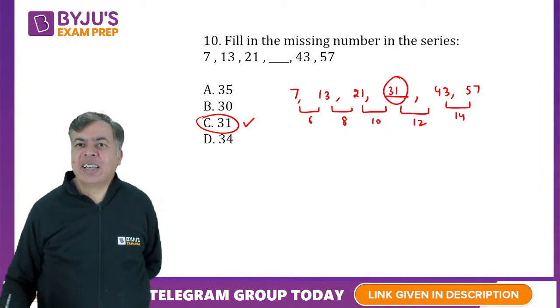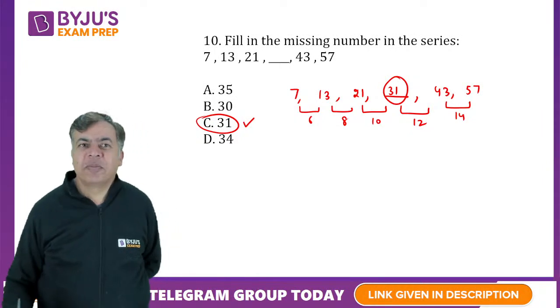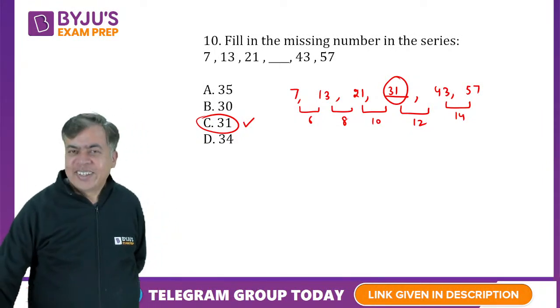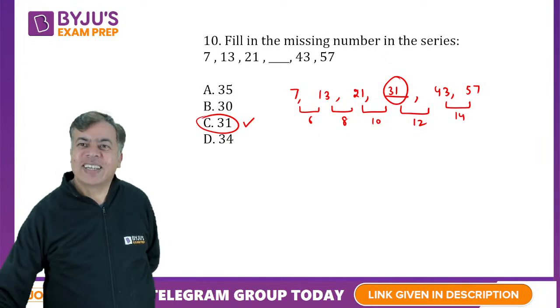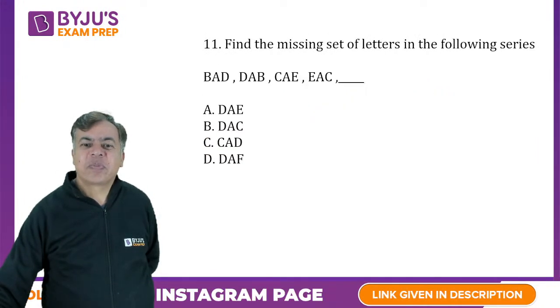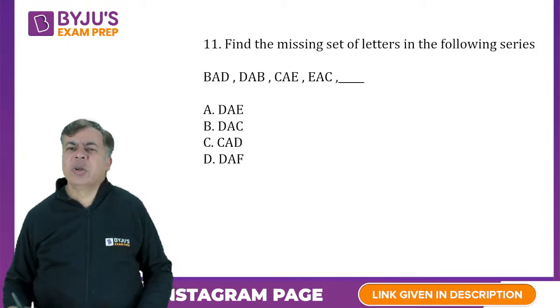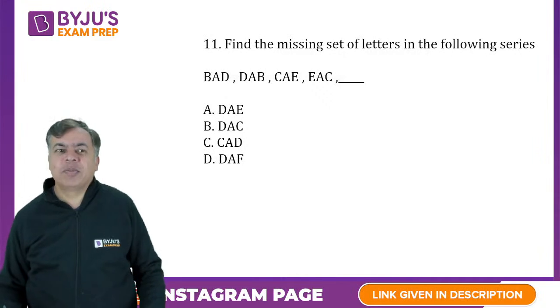Okay, good Tanya, Vrinda. 32 is not in the choices. Okay, yes, it is 31. I know it was a typo error. Okay, next one. Yes, I knew it was a typo error. Okay, next one.